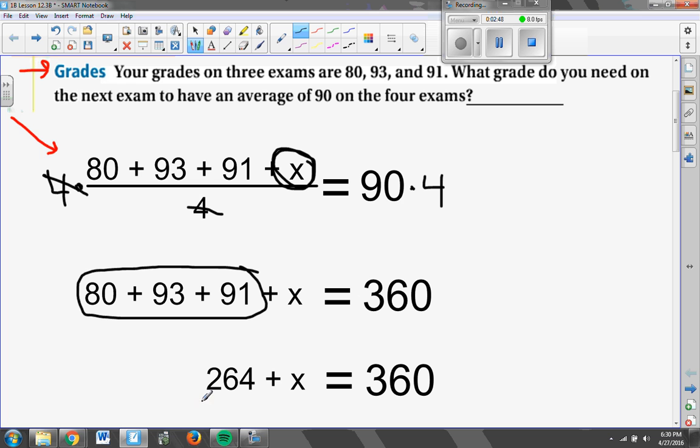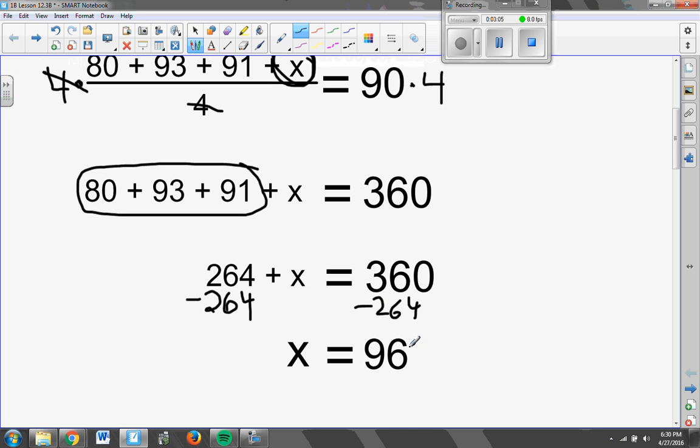So if I'm going to have all 4 scores add up to 360, I need to find my missing score by subtracting 264 from both sides to get X all by itself. So I'll minus 264 from both sides, and I end up finding that X needs to equal 96. So on my last exam, or on my 4th exam, I need a 96 out of 100 if I want my average to be a 90. Okay, so we've now used an average that we desire to find a 4th data point, or our next data point.